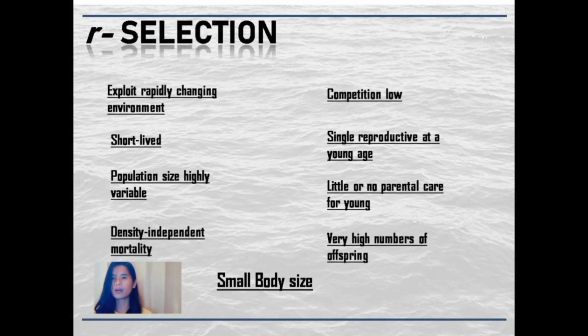So, yun siya yung kaibahan, yung R-selection species, yun yung mga characteristics niya. It exploits rapidly changing environments. It is short-lived. Population size is highly variable. Density independent mortality, yung competition nila is low. And so forth, and also small body size. So usually R-selected species is mga maliliit na species. Yan sila, pero mabilis sila na madali silang magparami or madali silang dumami.